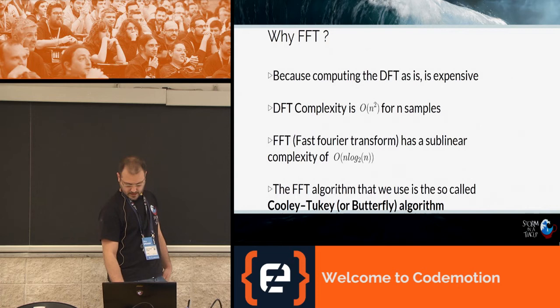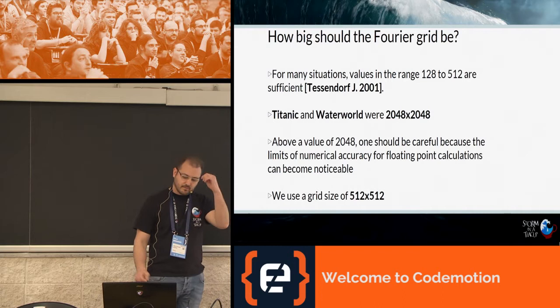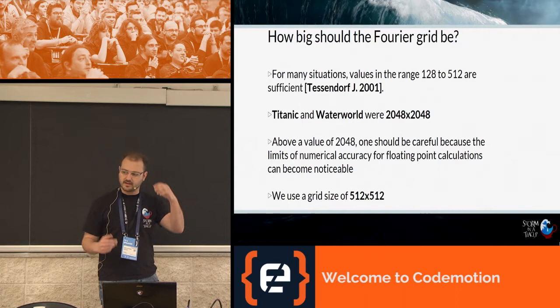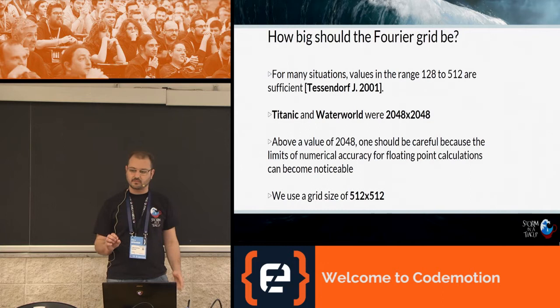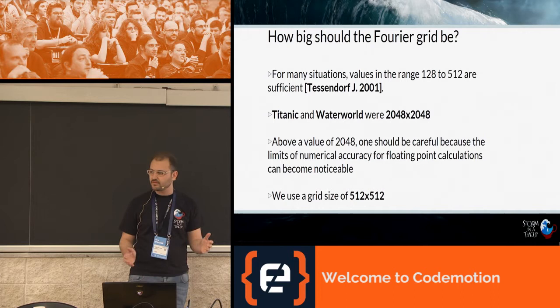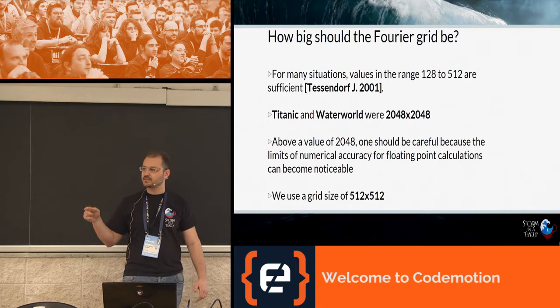So, question: how big should the Fourier grid be? For many situations, we can use 128 or 512. They are sufficient. And we are talking about games now, because games have to run in real time, so we can't go beyond some very well-defined sizes. In general, we have to profile and see how many milliseconds we take. But on average, 512 is, for now, the size that we refer to for games. Crysis used to have 64 by 64, not much. But it looks nice, so it's cool anyway.